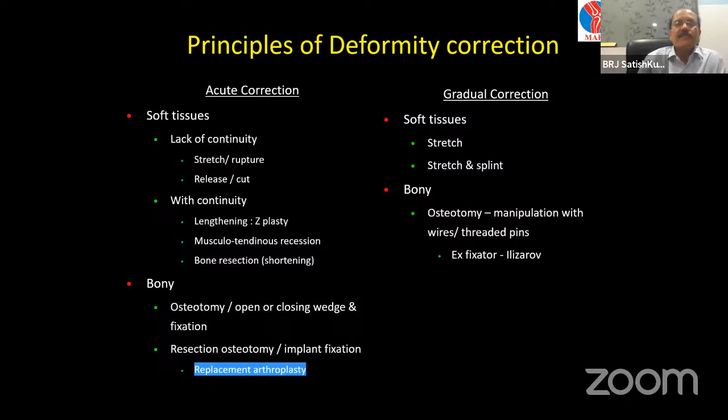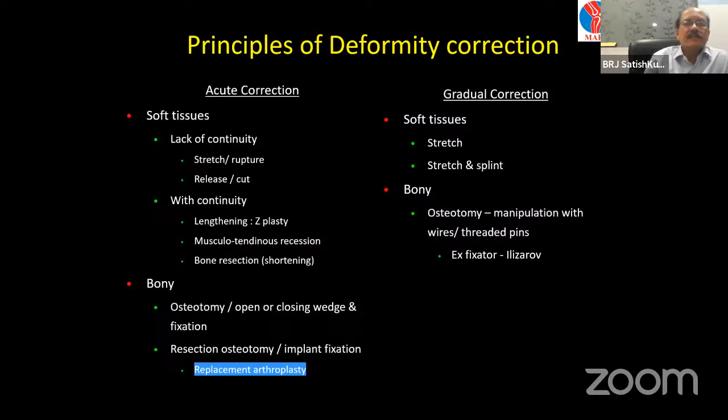Acute correction at the soft tissue level can be done with loss of continuity, where you cut the tissues. For example, in clubfoot, after many Ponseti plaster corrections, at the end to correct the equinus deformity, we do a tenotomy and correct the equinus. That is, we cut. There may not be continuity initially, later there can be continuity, or sometimes continuity may not be needed. But in some cases where you need continuity, for example in a cerebral palsy child, we lengthen the tendons. So there the soft tissues are lengthened to achieve the deformity correction.